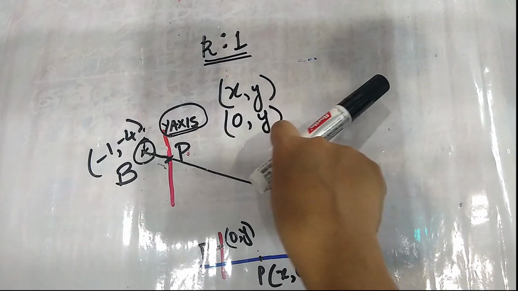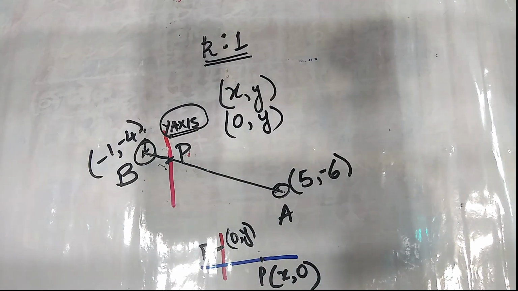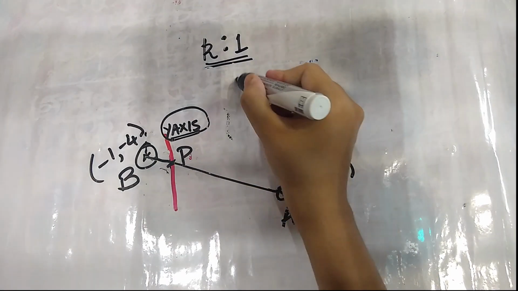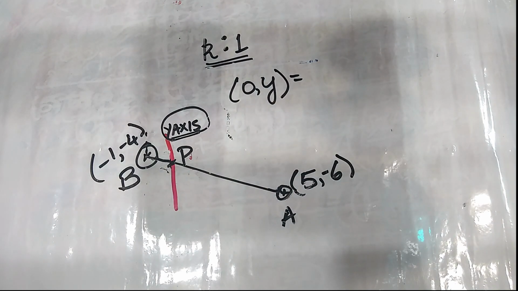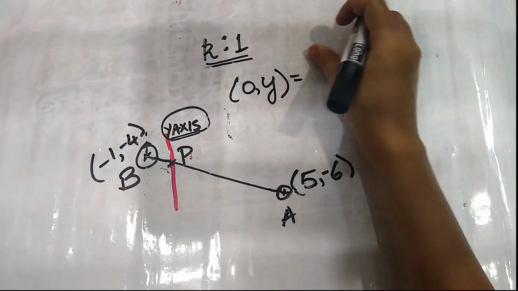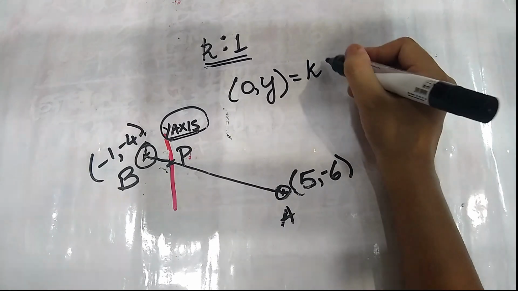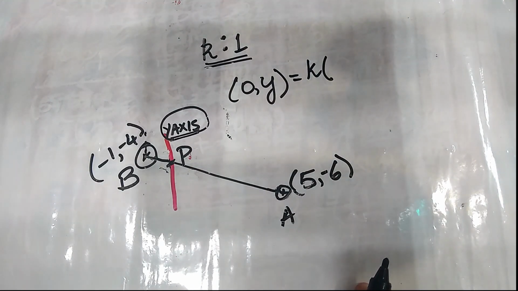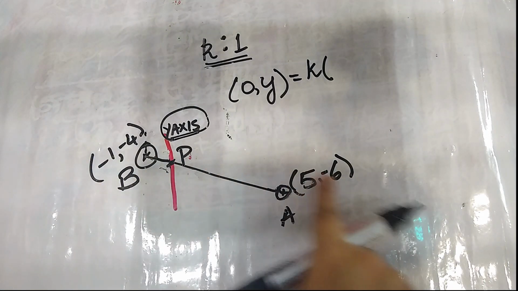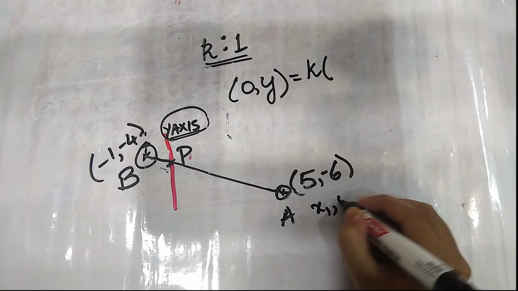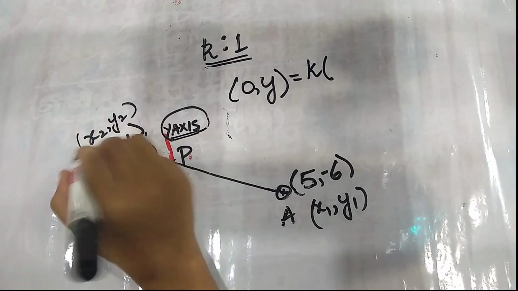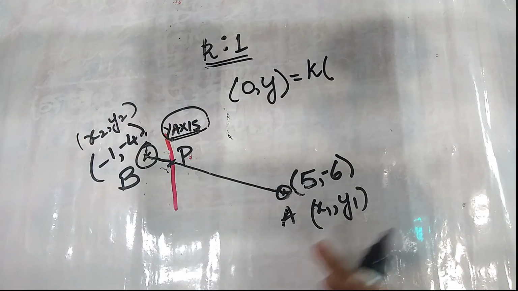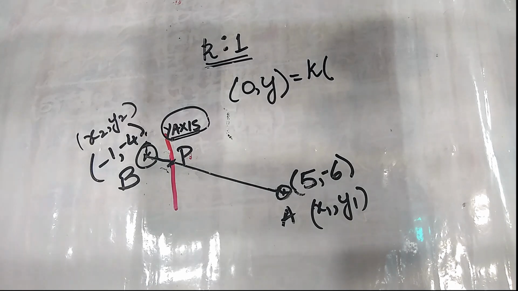So using this 0 comma y, we'll go further into the question. So we have 0 comma y equal to, now we get into the section formula. According to the section formula, m, but in this case it is k, so k into x2. So what is x2 here? In these two cases here, let me just write that down so you're not confused. The above coordinates, whichever is above is x2 comma y2, and whichever is below is x1 comma y1.